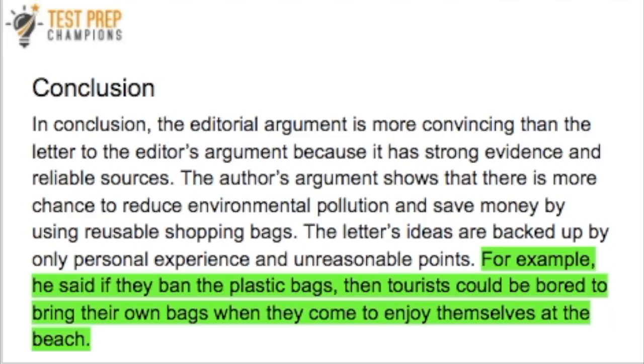Your last sentence says, for example, he said if they ban the plastic bags, then tourists could be bored to bring their own bags when they come to enjoy themselves at the beach. The issue with this last sentence in your conclusion is that you're bringing up something new. Whenever people bring up new things in their conclusions, that's usually a sign that it could go in a body paragraph instead.